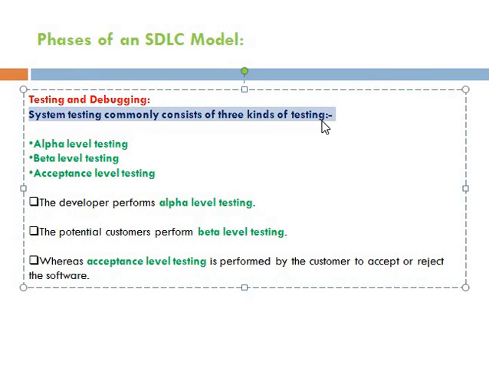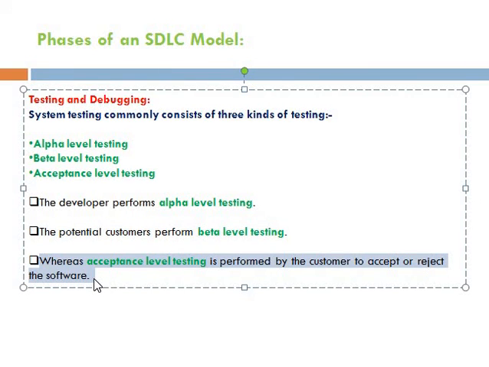Now, system testing commonly consists of three kinds of testing. Those are the alpha level testing, the beta level testing, and the acceptance level testing. The developer performs the alpha level testing. The potential customers or the end users perform the beta level testing. Since it is the end user or the customers who shall decide whether to accept or reject the software, therefore the acceptance level testing is performed by the customer to accept or reject the software.